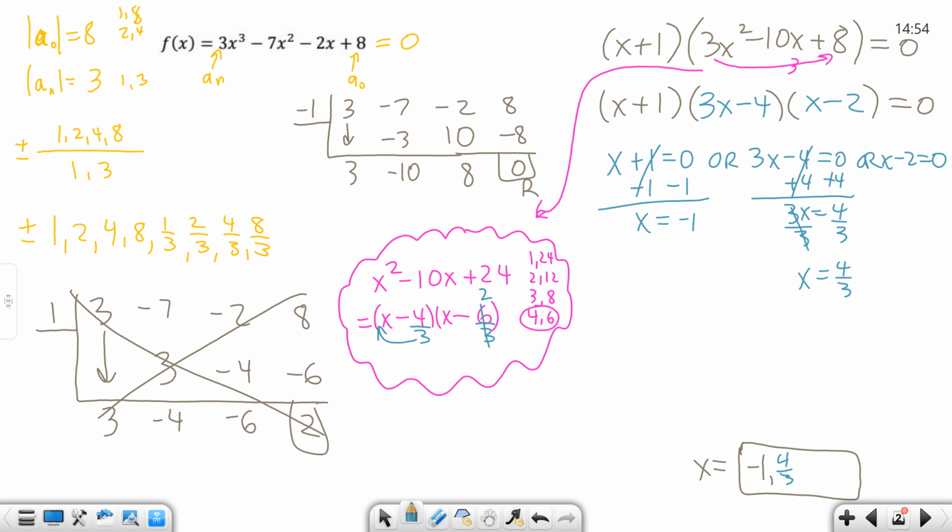And I'm glad I did it this way and didn't have to use 4/3 in synthetic division. And then here add 2, and I get what? x equals 2. So negative 1, 4/3, and 2 are my zeros for that function or polynomial.